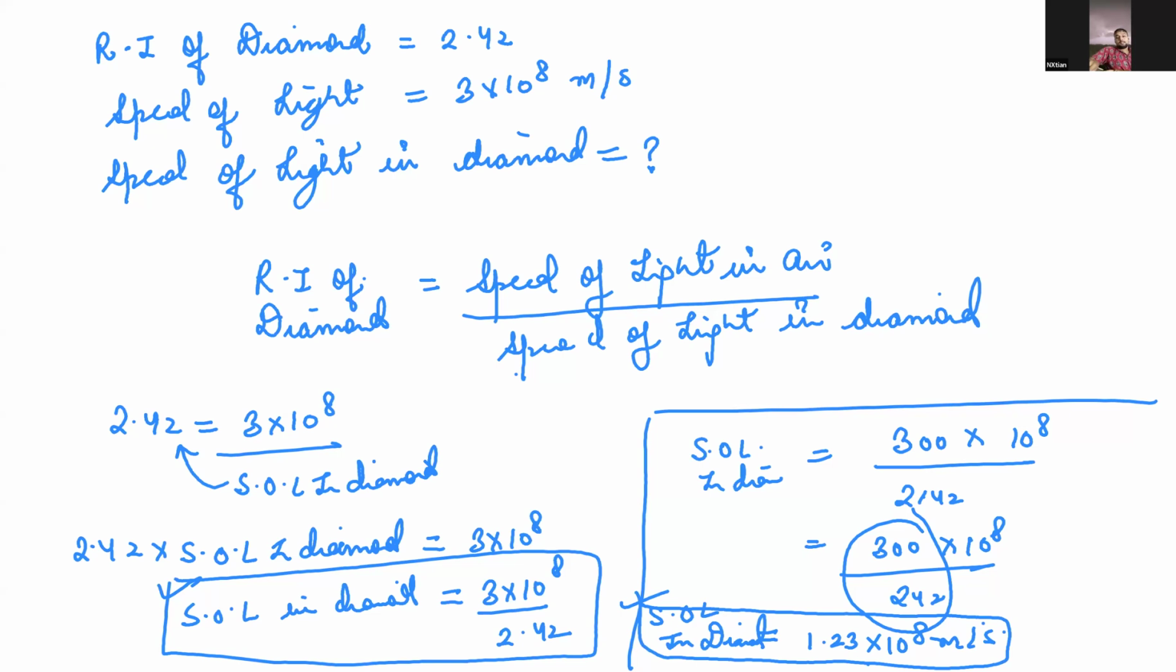Guys, did you understand? Can you write SOL for speed of light everywhere? No, only I can write it. You have to write speed of light. Okay. So this is what the refractive index stands for.